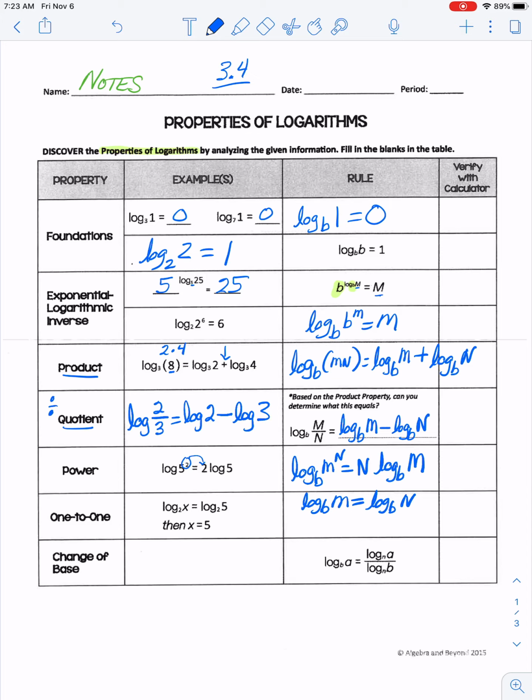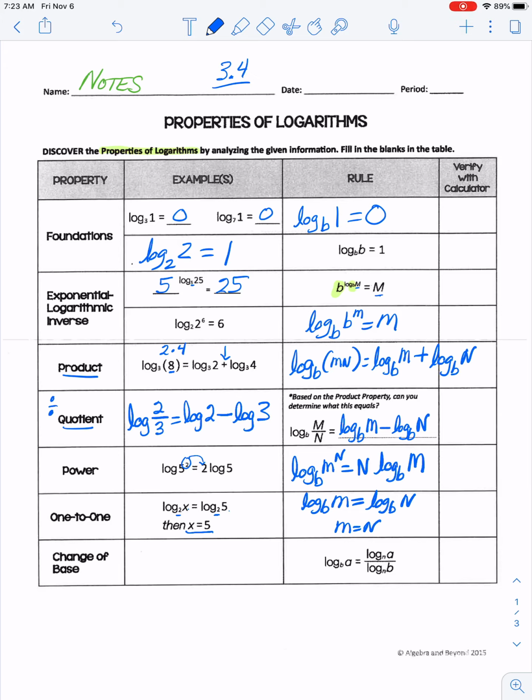Next up, we have log base b of m equals log base b of n. When you have logs in the same base, well then m equals n. So here log base 2 of x equals log base 2 of 5, so we conclude that x equals 5.